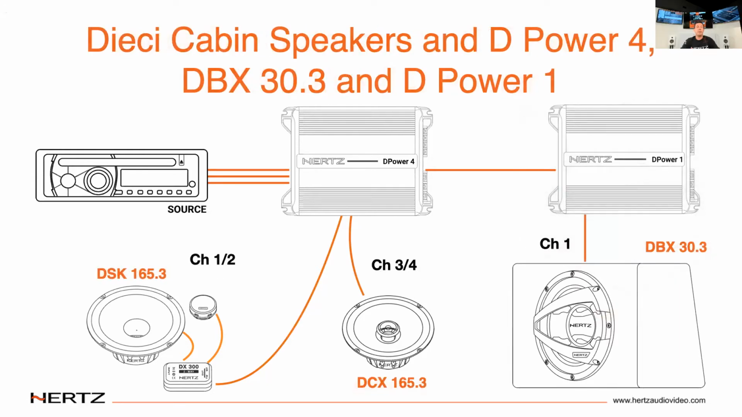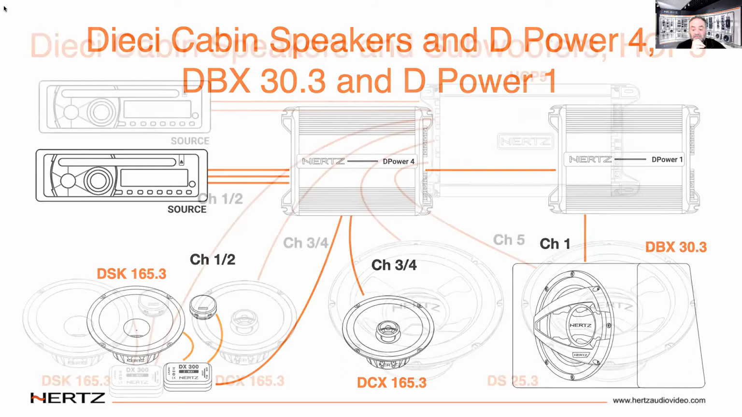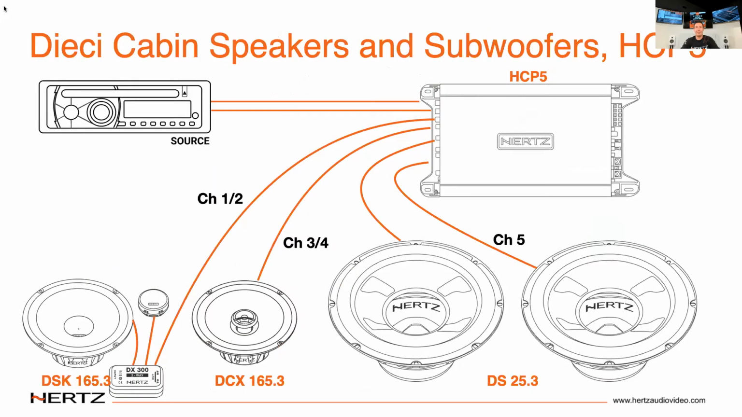Here, we are using 2 amps, the D-Power 4 on the cabin speakers and the D-Power 1 on 2 subwoofers. That is a big upgrade. Now we have upgraded to an HCP5 channel amp. This puts cabin speakers and subwoofers into one amplifier chassis. It also gives us more flexibility on the preamp signal handling. Well, we've come a long way, but how do we upgrade from here, Luca?